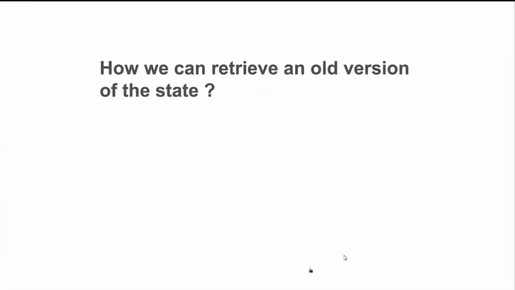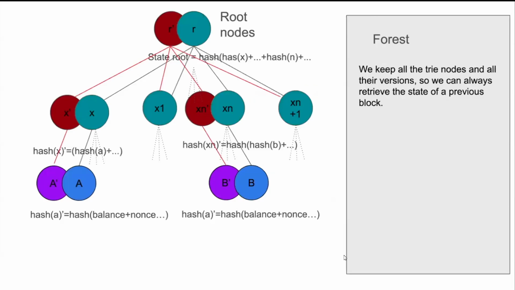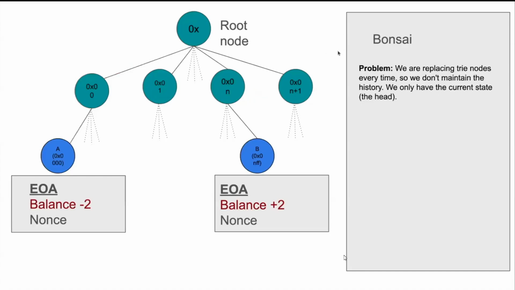But how can we retrieve an old version of the state? With Forest, it's not really complex because we keep all of the tree nodes and all of their versions. So we can always retrieve the state of a previous block. Everything is in the database. But with Bonsai, as I said before, we replace the tree nodes every time. So we don't maintain the history. We only have the current state, so the head.